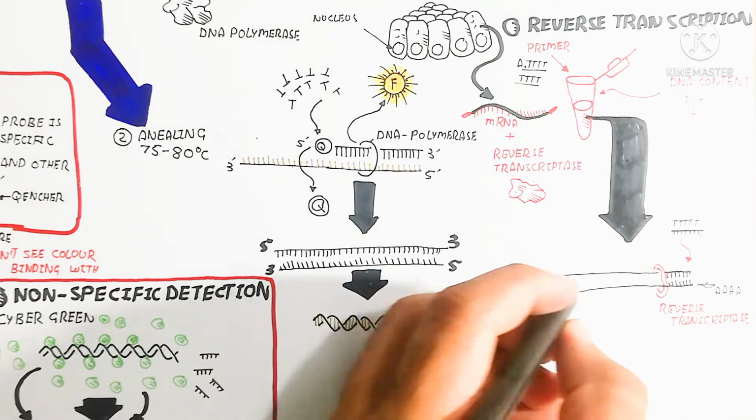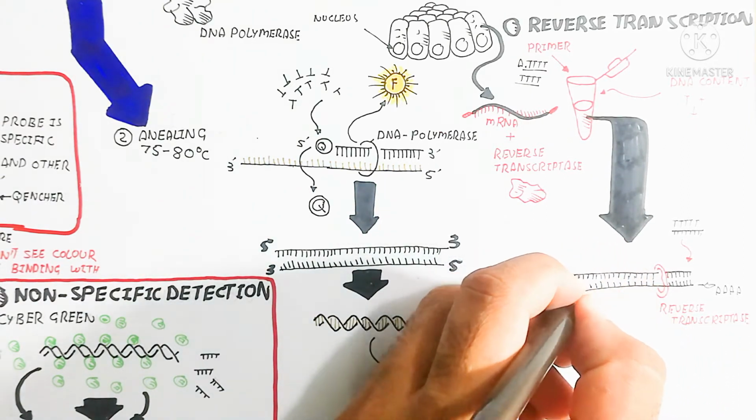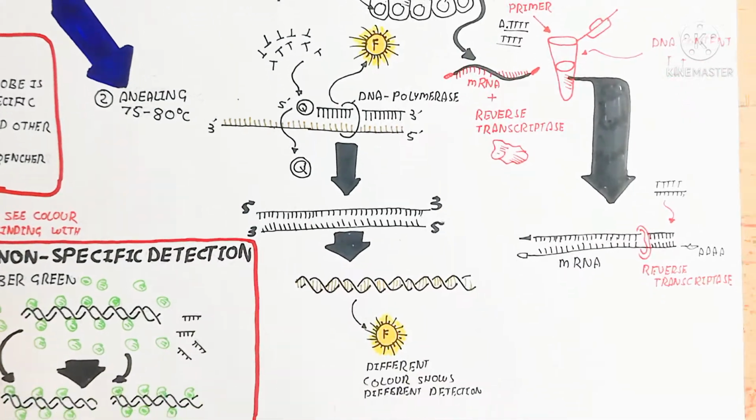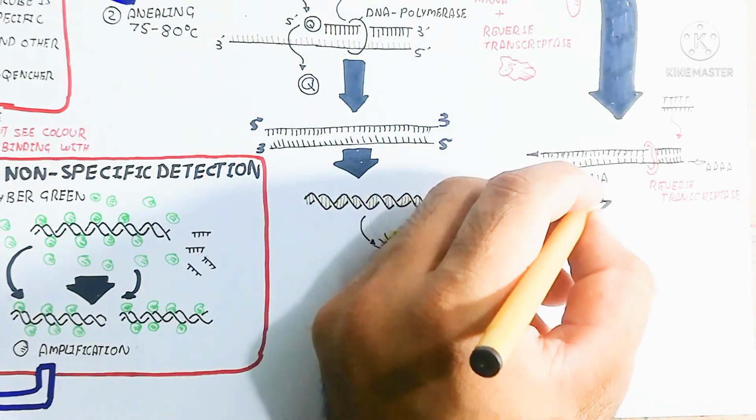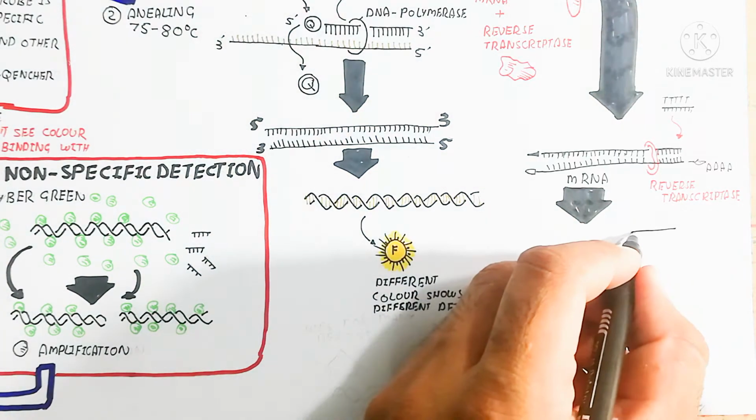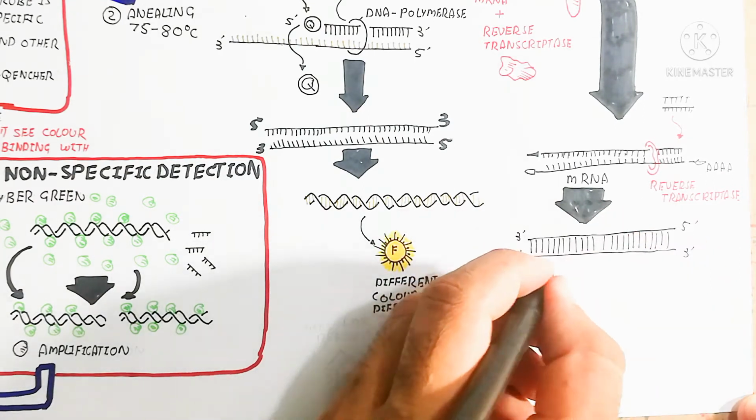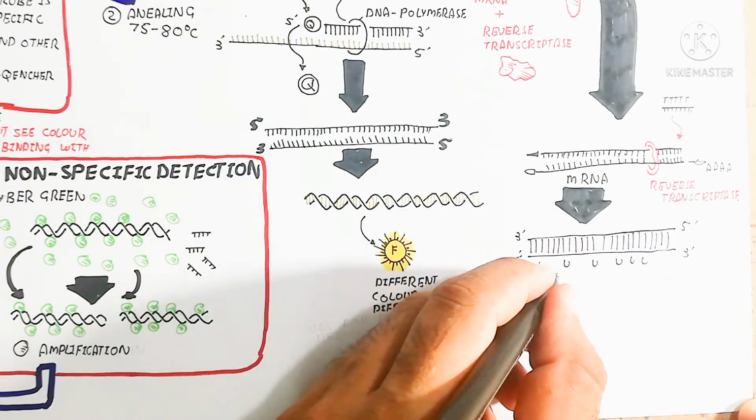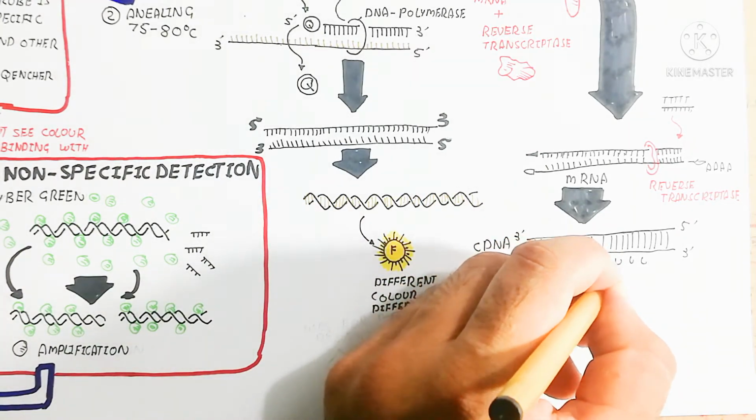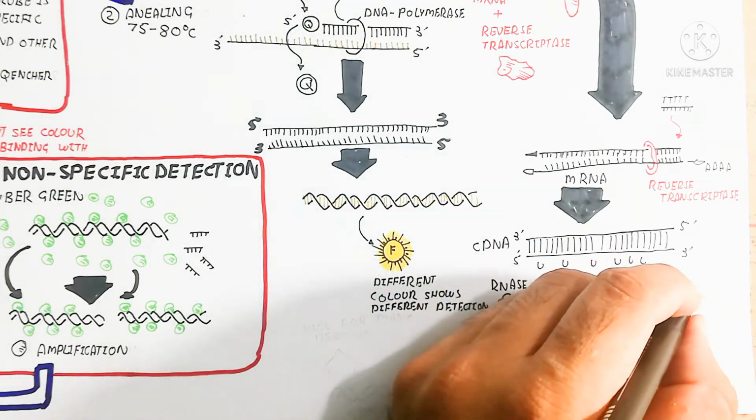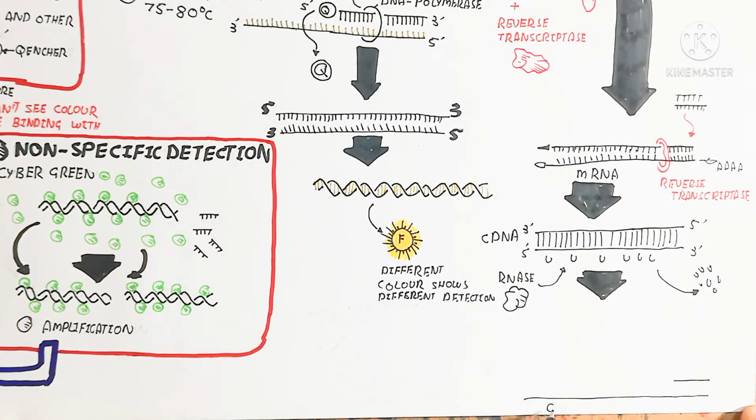After reverse transcription, the messenger RNA containing uracil is digested by RNase. After the RNase digestion, the complementary DNA is formed, and the polymerase enzyme binds again and moves in the 3 prime to 5 prime direction. After the complementary DNA is formed, we can use it for many purposes, and we can also check the color using a specific probe in real-time PCR.